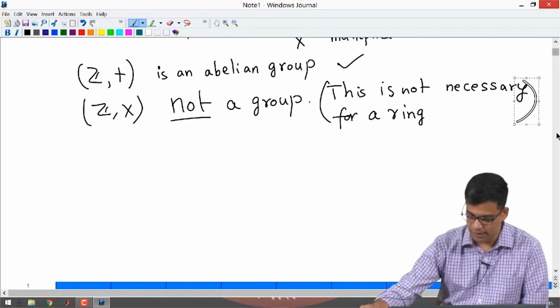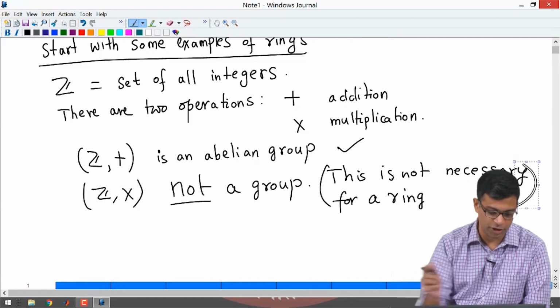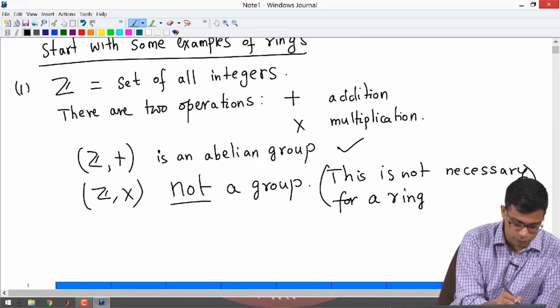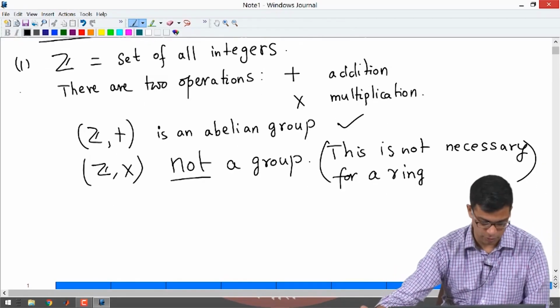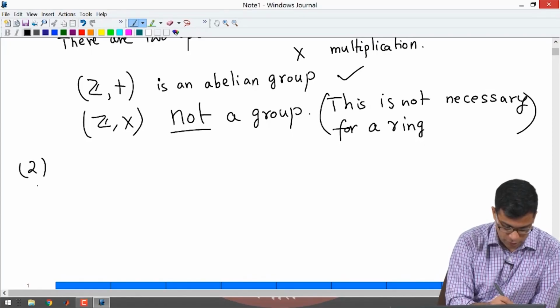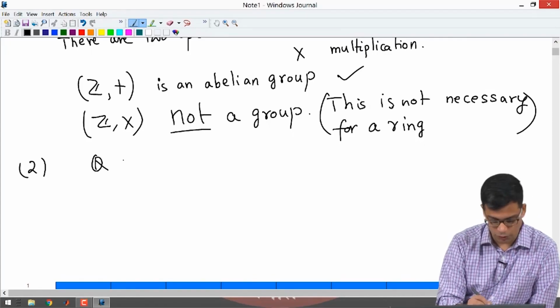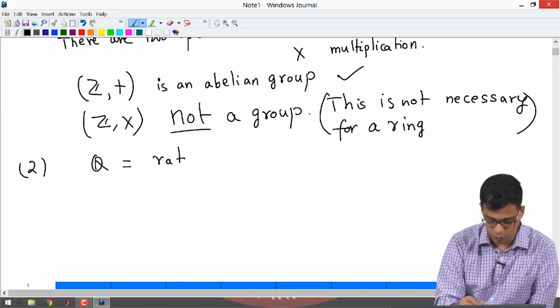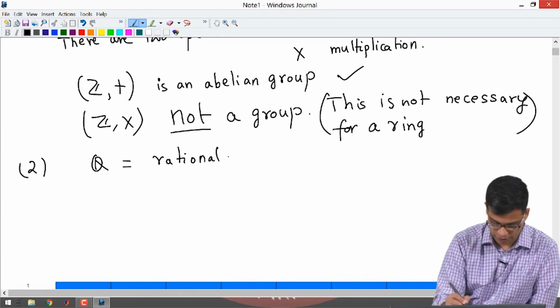Okay. So some other example. So Z is our typical example of a ring. So let us look at the next example. So these are also familiar to you. So the set of rational numbers, Q always stands for the set of rational numbers.